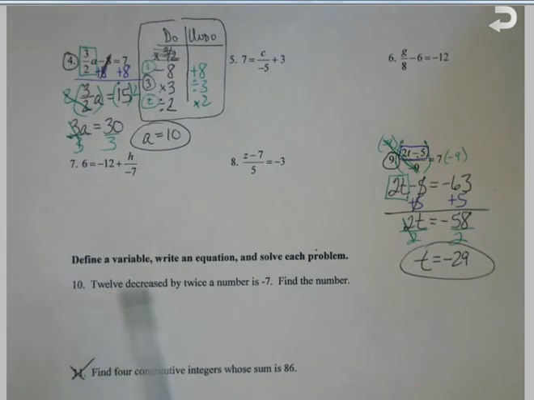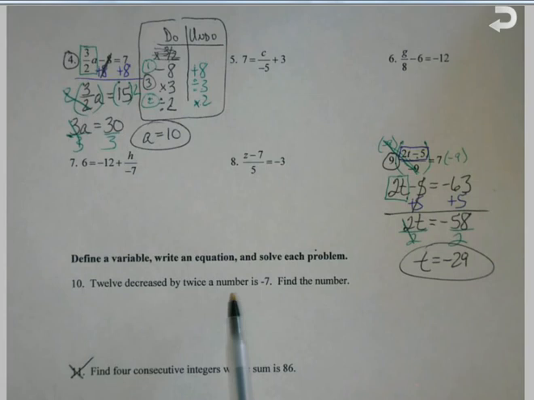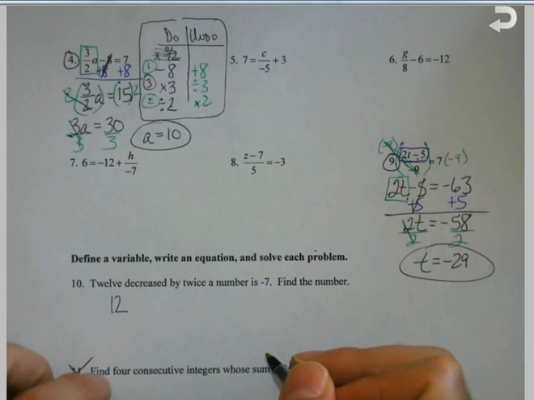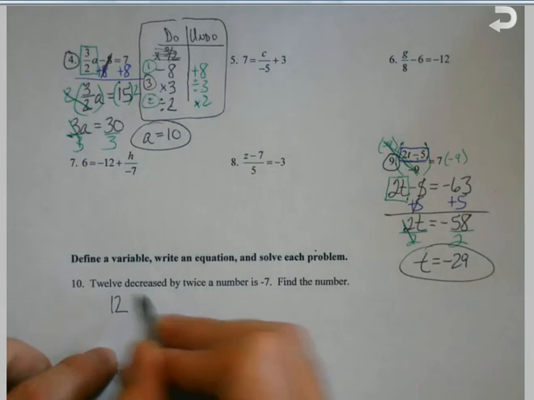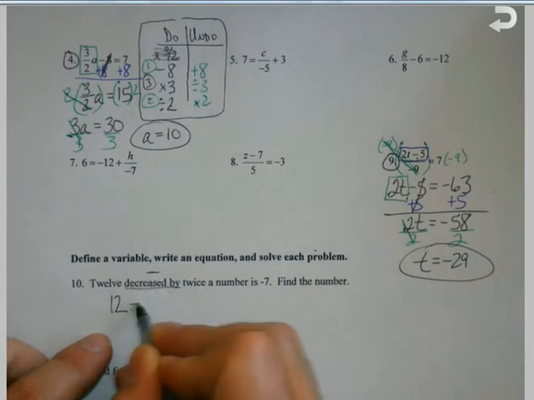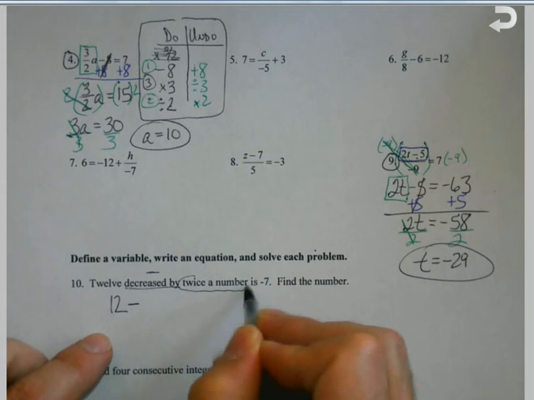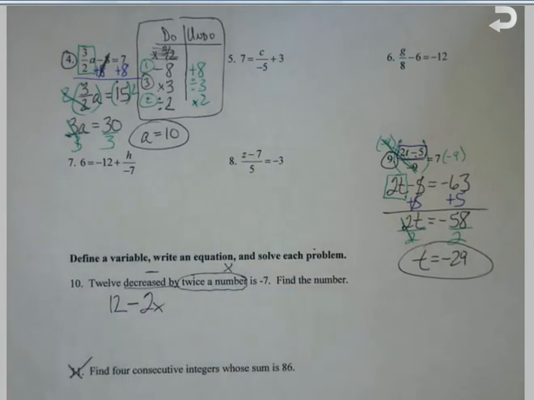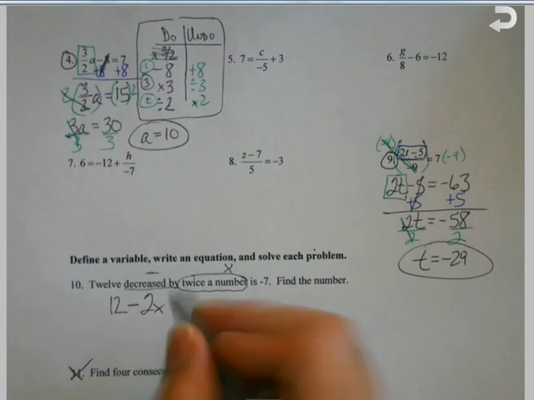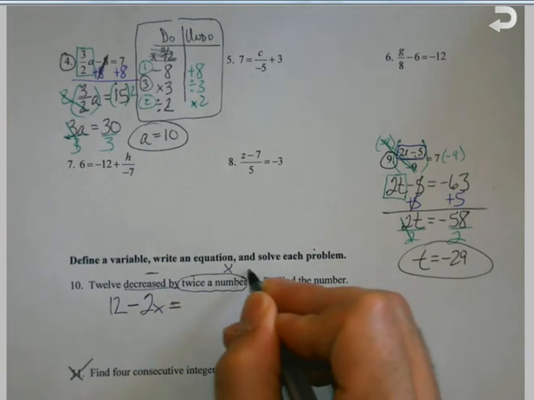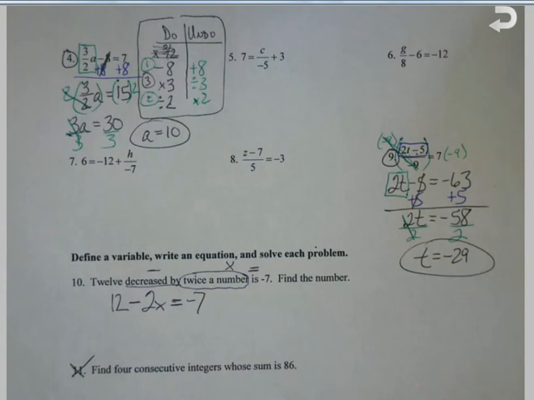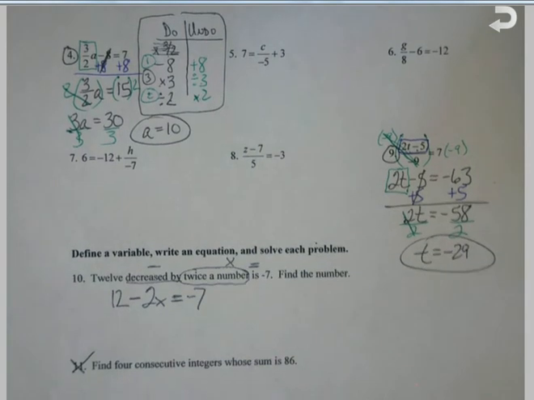12 decreased by twice a number is -7. Okay, so 12, what's decreased by? Subtract. By twice a number, well, we know a number is always x, so twice would be 2x. Is this my equals? -7. And it looks just like one of the other ones, and we've got to solve this.